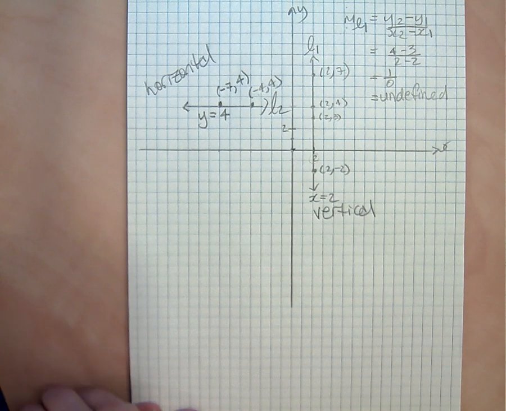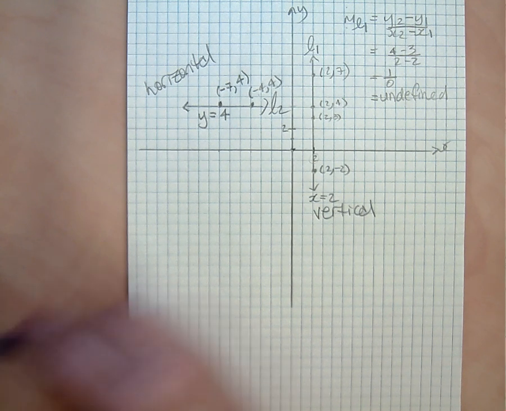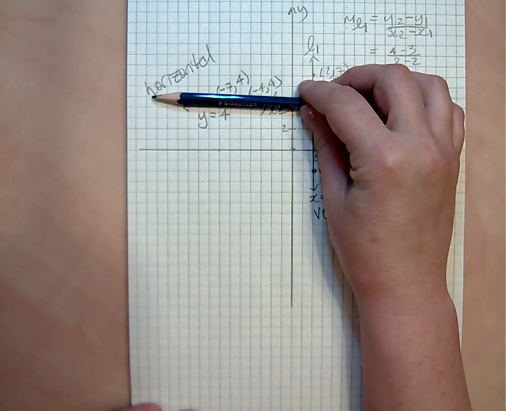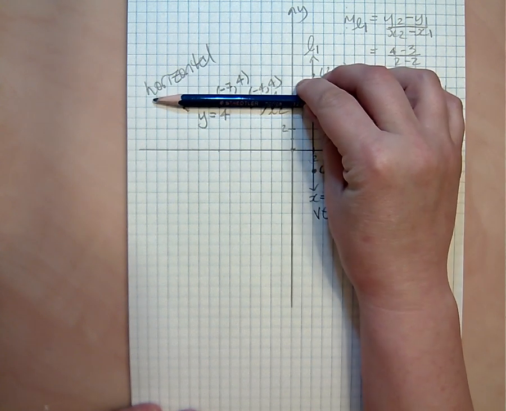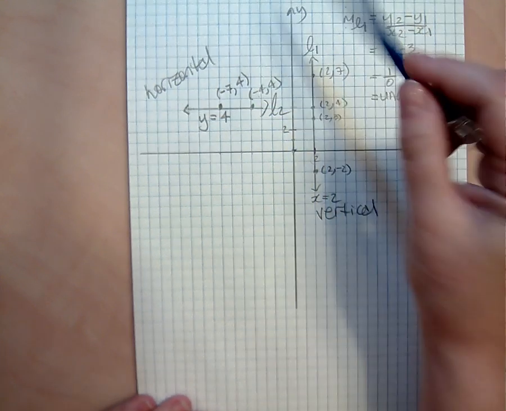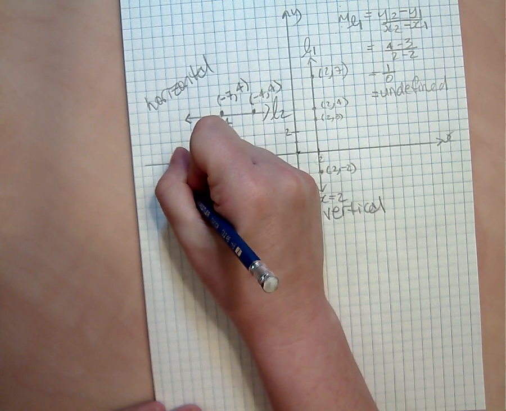Now let's talk about the slope. Well, first of all, let's just think about this from a common sense way. How steep is this line? If it's completely horizontal, there's no steepness, right? So the slope is 0. But let's show rather algebraically how that works.